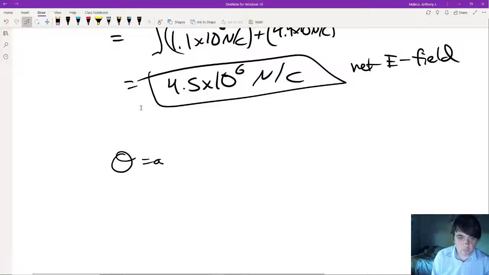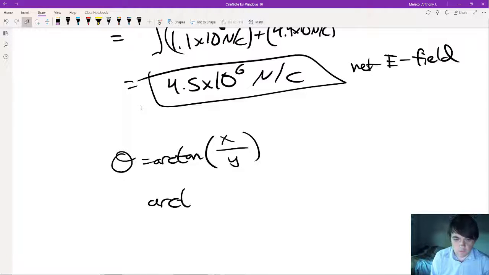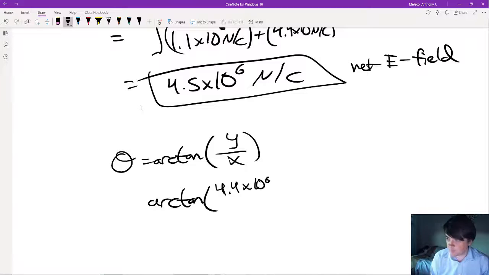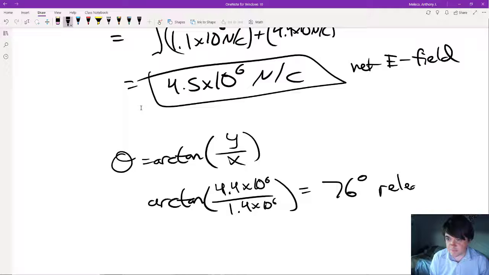Okay, we still need the direction. So theta equals the arctan of the x over the y, which is the arctan of, or the y over the x, sorry about that, going crazy, which is the 4.4 times 10 to the 6 over the 1.1 times 10 to the 6, which would give us arctangent of 4, which is 76 degrees. And this is relative to plus x axis. Okay.